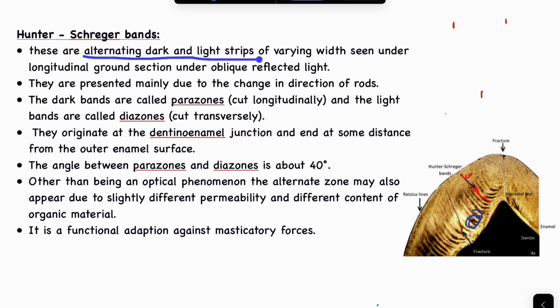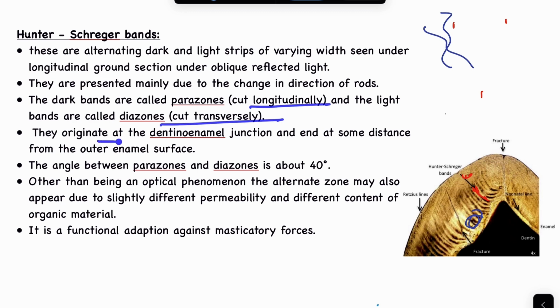These are alternating light and dark bands of varying width seen in a longitudinal ground section under obliquely reflected light. So this is only seen under obliquely reflected light. Remember that. They are present mainly due to the change in direction of the rods. So you saw that because two rods were going in different directions, this is why the bands appeared. Okay. The dark bands are called parazones and the light bands are called diazones. And I explained to you how they are cut longitudinally and transversely.